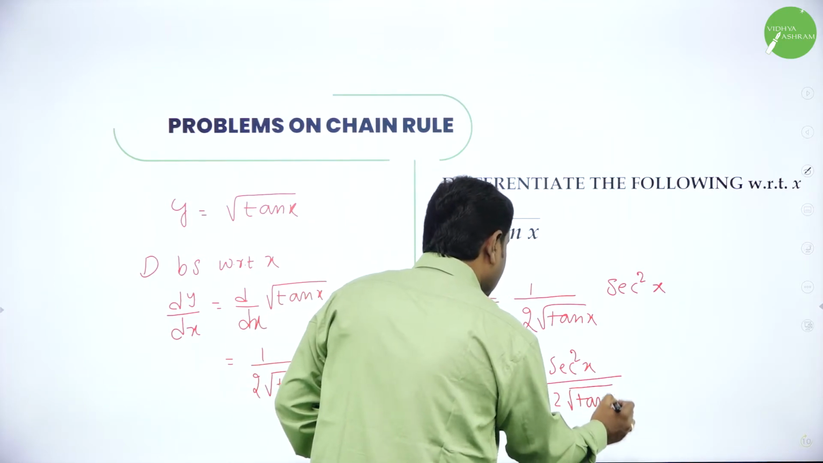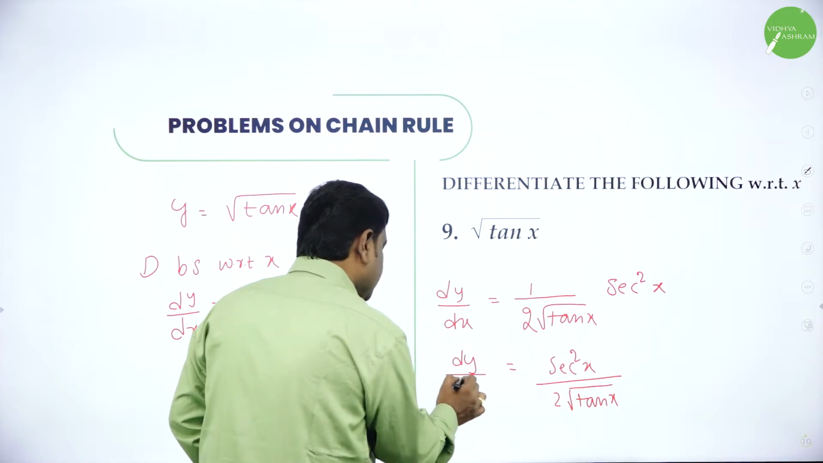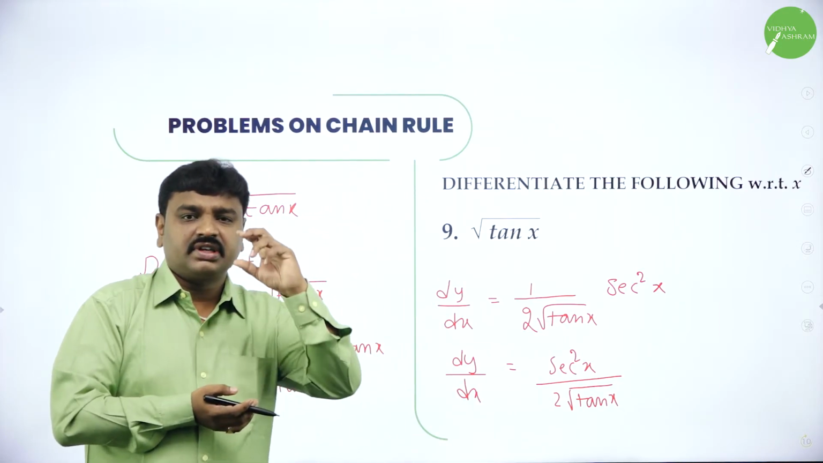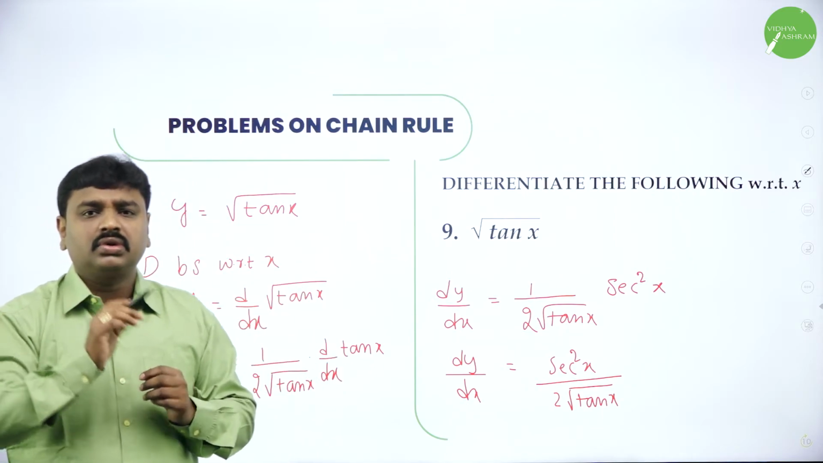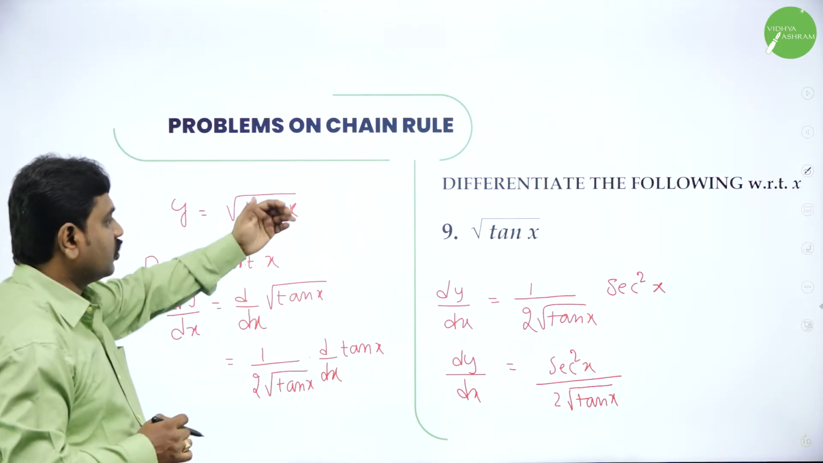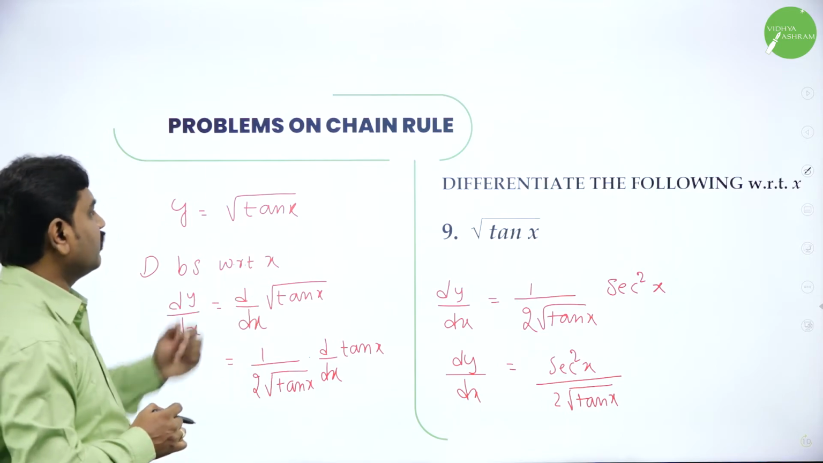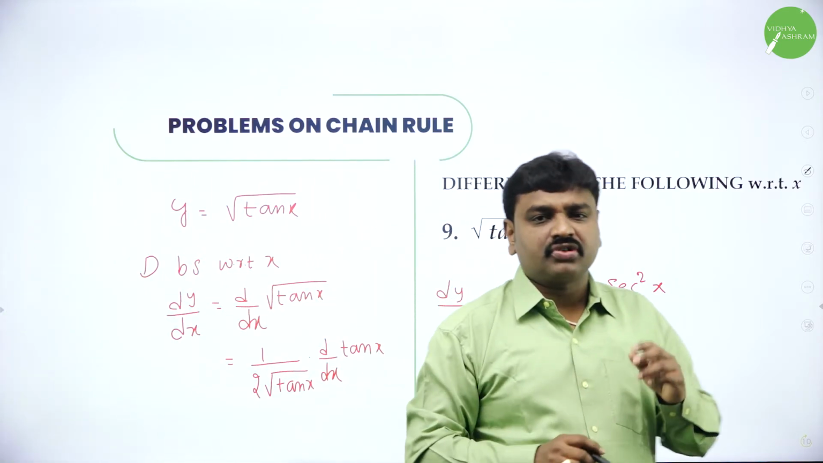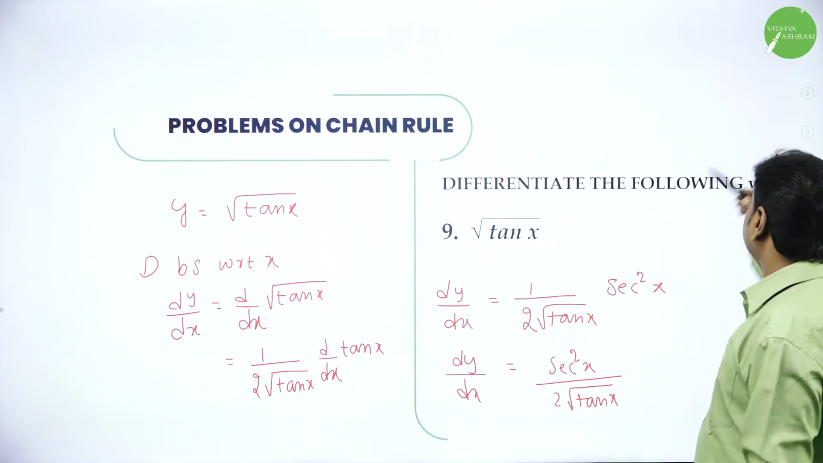In each case I am applying chain rule. Why am I applying chain rule? Because in each case it is a function of a function. Whenever they give a function of a function, which rule should you apply? Chain rule. So inside root we have tan. In one function we have another function. Whenever we have a function of a function, we should use chain rule. So derivative of root f of x is 1 by 2 root f of x into d by dx of f of x.